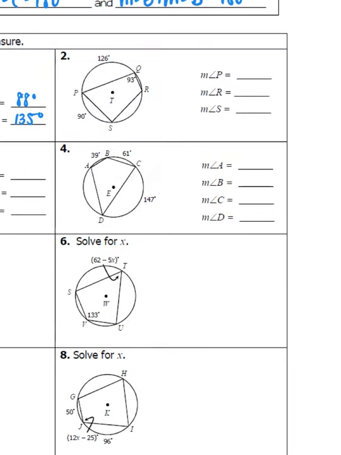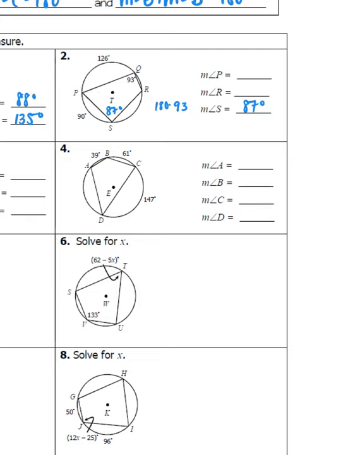Next, okay, let's start with angle S. Angle S is opposite from angle Q. So I'm going to do 180 minus 93, and that gives me 87 degrees, okay? Now, we don't have P or R, so we're going to have to use some of the arcs that are labeled in order to help us with this part.